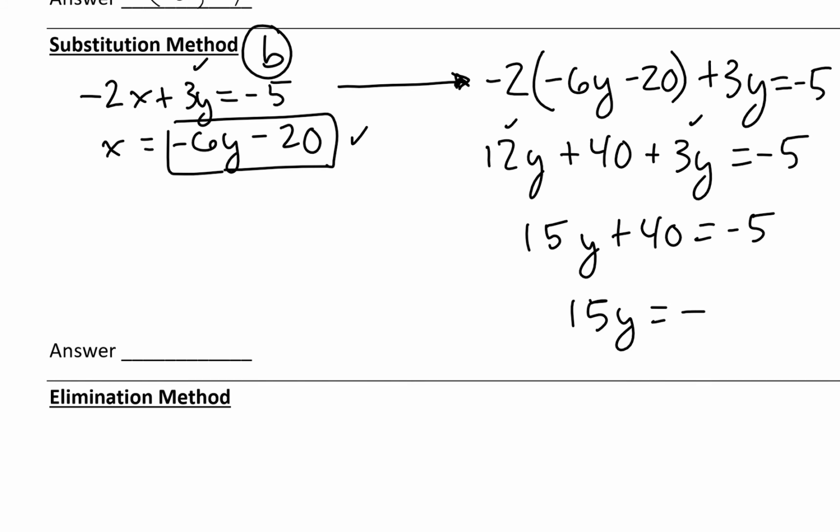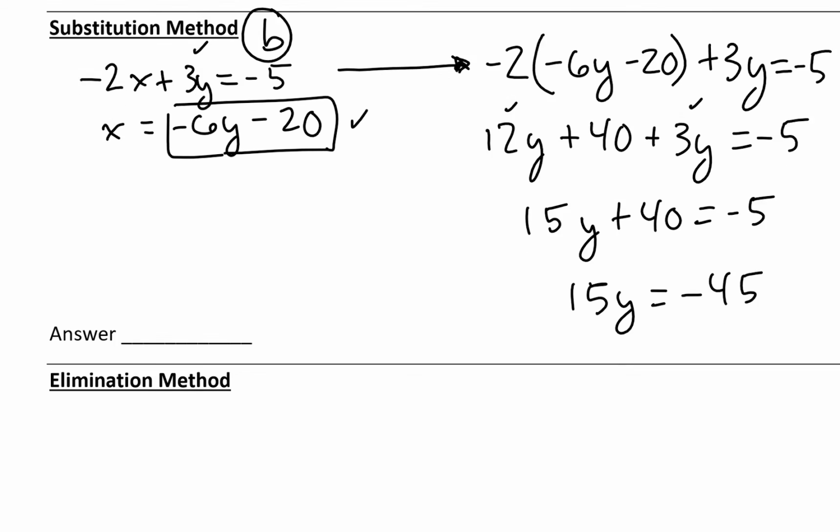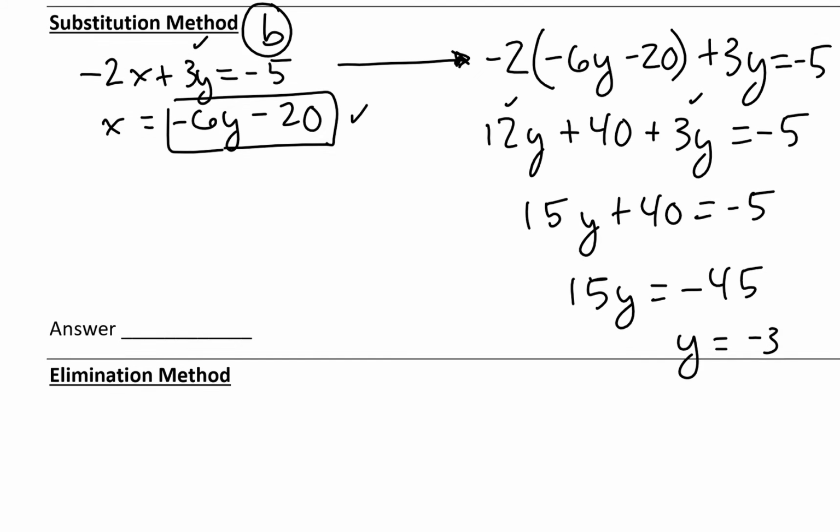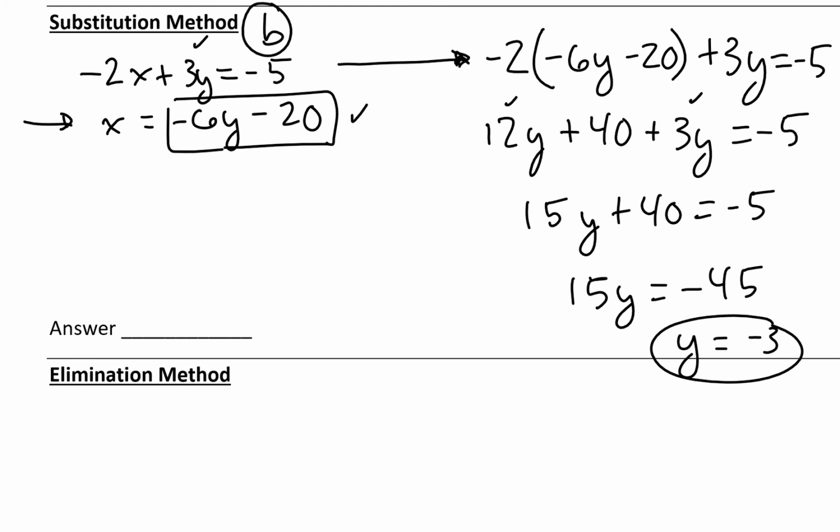15y is negative 45. And if I divide both sides by 15, I believe that I get y is negative 3. And now that I know y is negative 3, I'm just going to use that fact in this second equation here that'll tell me what x is.